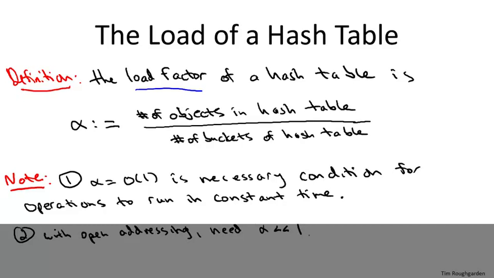So again, I hope the point of this slide is clear. If you want good hash table performance, one of the things you're responsible for is keeping the load factor under control. Keep it at most a small constant. With open addressing, keep it well below 100%.